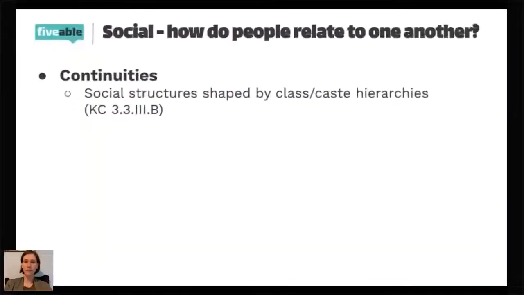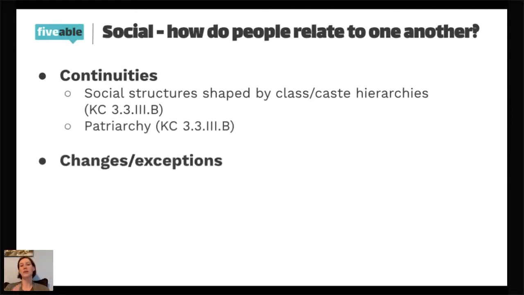Okay, awesome. So we're thinking about social classes. That stuff is a continuity. The other big continuity to keep in mind, and this is pretty much a continuity for all of AP World, is we're still thinking about patriarchy.